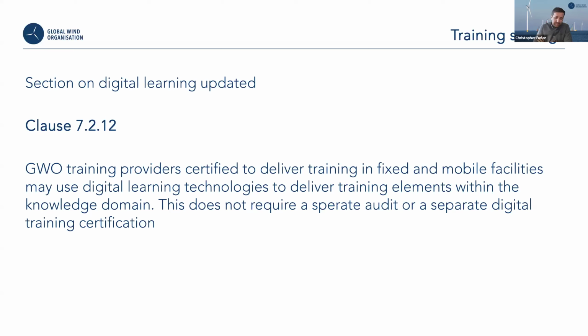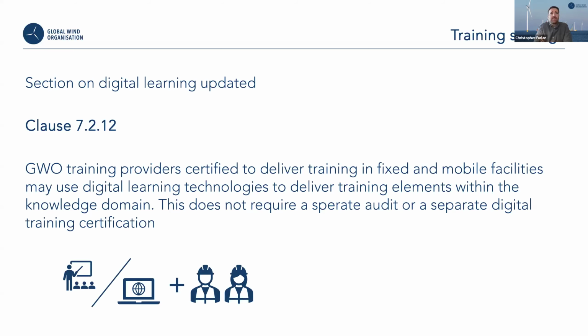So for example, if we have a training center here, which has decided to shift from the classroom-based training and make an e-learning, but then delivers the practical elements of the training in the fixed training facility, this would be the same as having a fixed training center which delivers the theoretical part by a PowerPoint, for example. What it means is you only need one certificate, and that's for the fixed training facility. Previously, you would have needed two separate certificates, one for the e-learning and one for the training facility. So this is quite a big change.